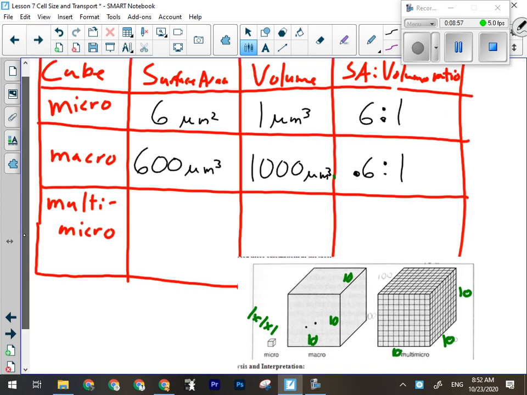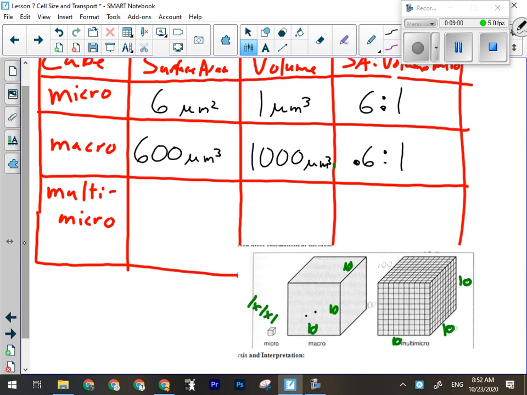Now multi-micro. Multi-micro is meant to be a multicellular organism. We're big, but we're made of a whole bunch of small cells, all of which have good surface area to volume ratios. Which is why we as a multicellular organism can work. So here's the thing we need to realize about multi-micro. Yes, it's the same size as macro, but instead of having one single volume, it's now made up of a whole bunch of small volumes, 1,000 of them to be exact. So instead of being one single cell, there are now 1,000 single cells in the same space.